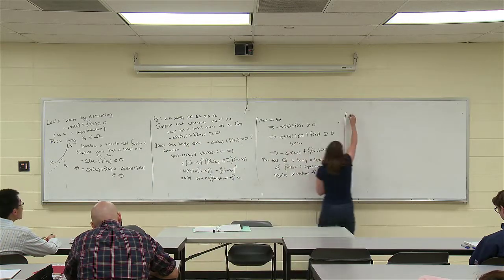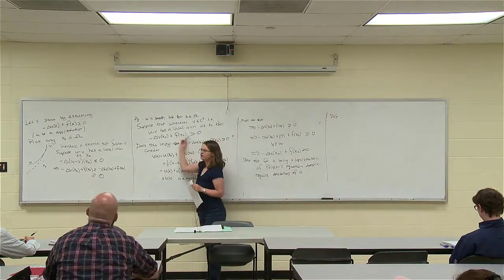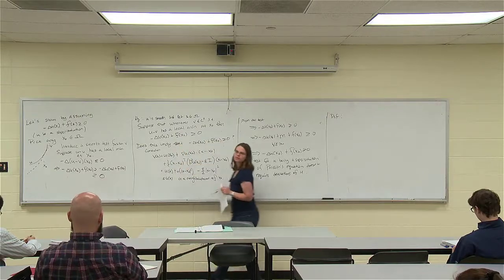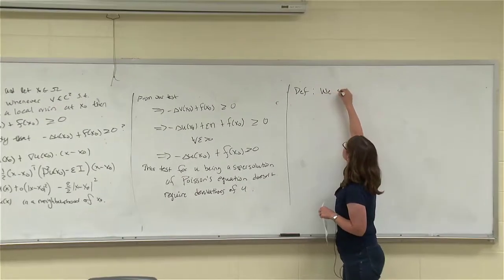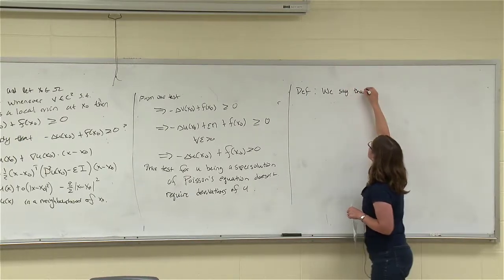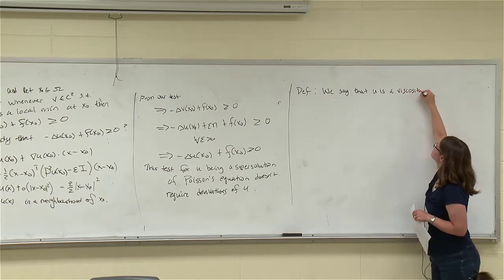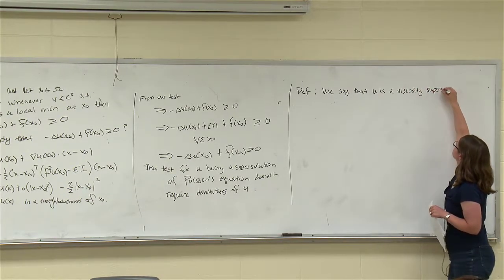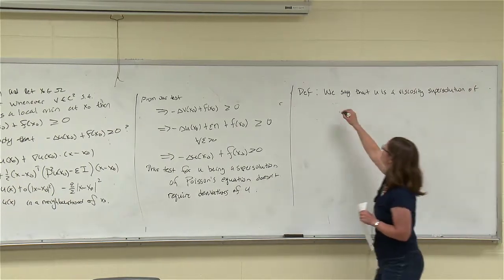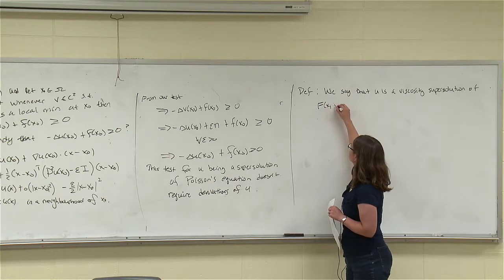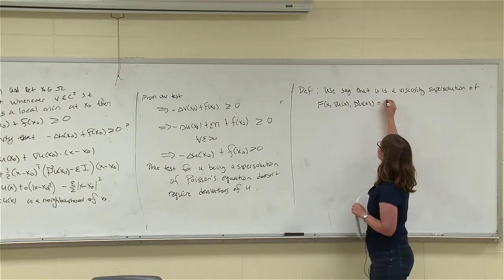Okay, so I'm going to write down exactly the test that I wrote here, but instead of having a Poisson equation here, I'm going to put some other elliptic PDE. And we're going to say that u is a viscosity supersolution of the elliptic PDE, f of x, grad u of x, d squared u of x equals 0.